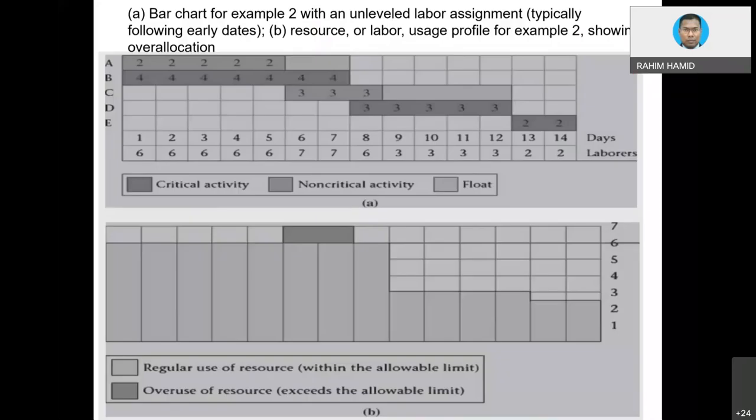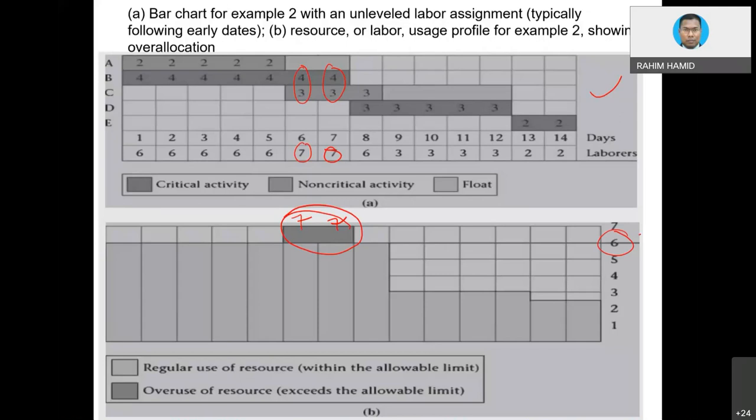What we shall do is this. You can see if we put the bar chart together with the resource histogram, you can see more clearly. This is 7 here, so this is basically 7 and 7. So this is the issue. The limit is basically 6. Now how are we going to resolve this problem?